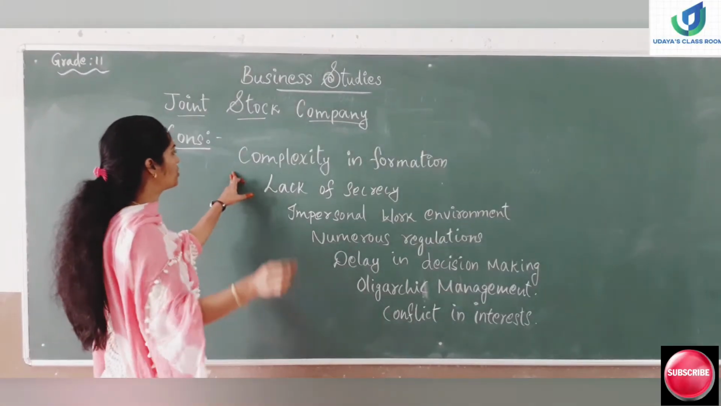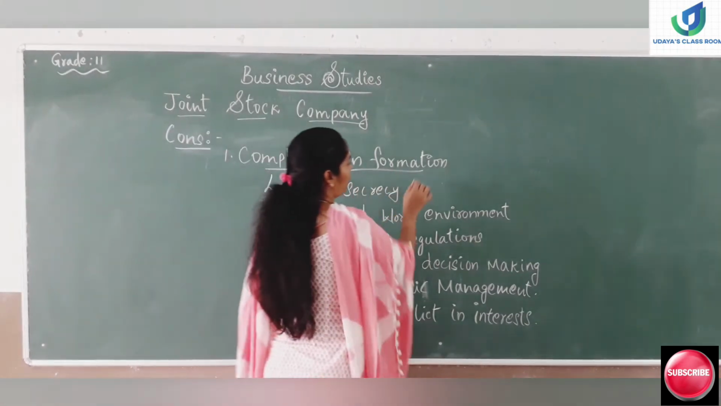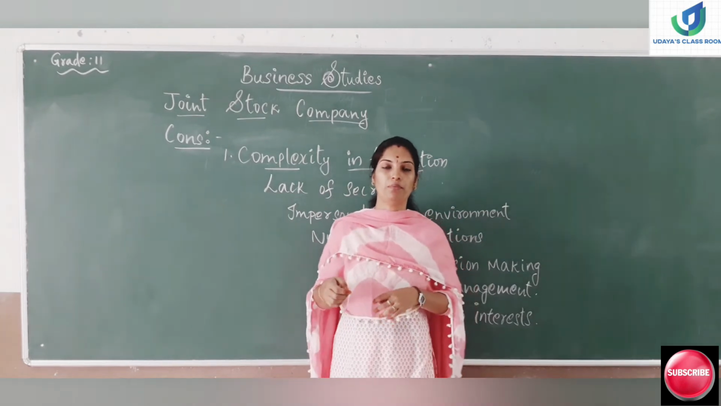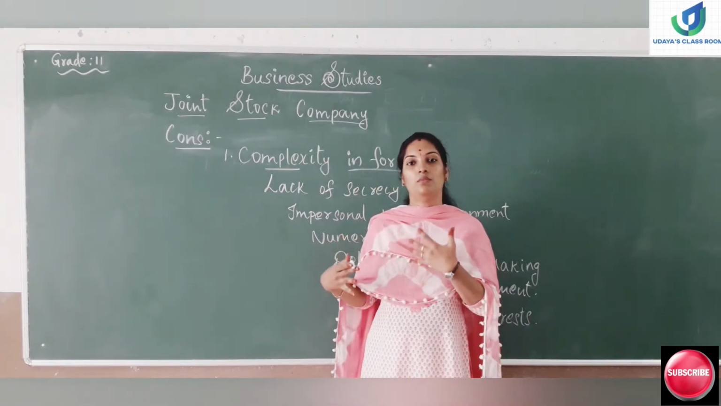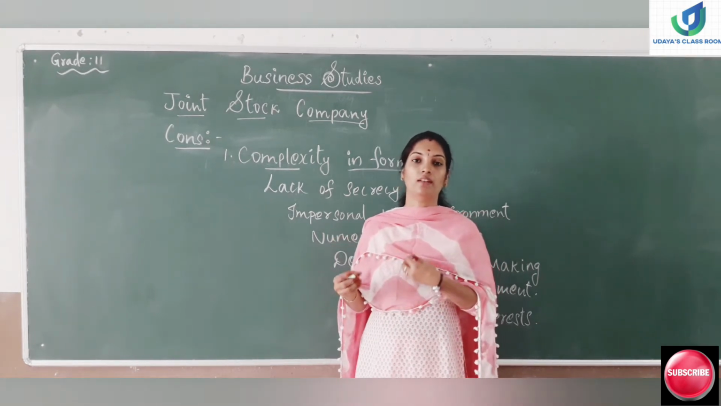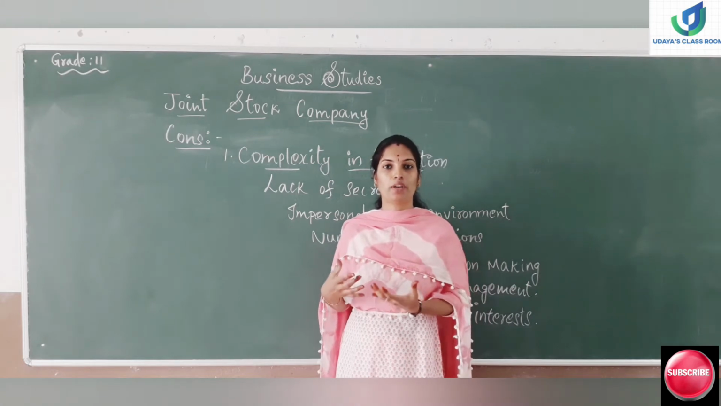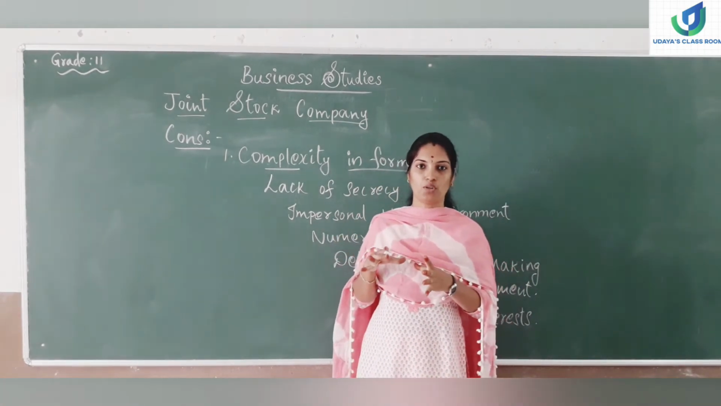Cons of joint stock company. The first con is complexity in formation. A joint stock company cannot be formed that easily. People have to put in a lot of effort, more time has to be spent, and more legal documentation has to be prepared, and a lot of procedures are involved to start up a company. So it is a complex process.